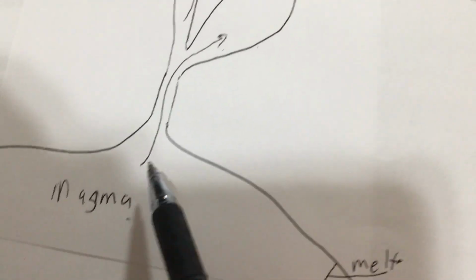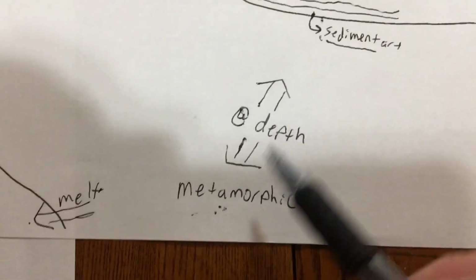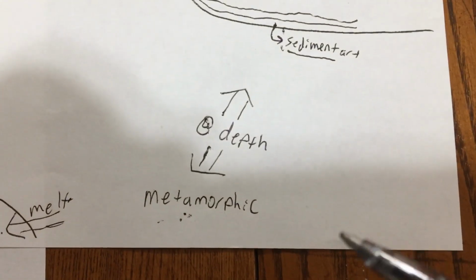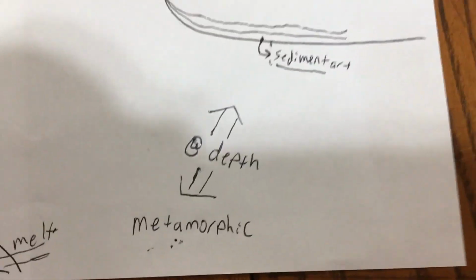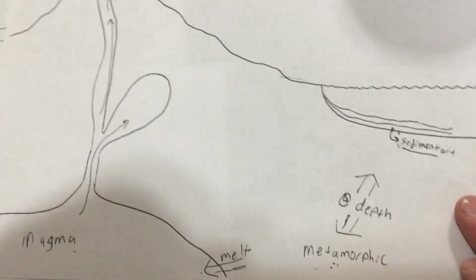Melt would get you back into magma, which can then maybe get you to igneous. So we have to have enough heat and pressure to actually physically change the rock, to squish it, to alter the minerals, but not so much that it melts. It's in a narrow little band. All right, so there's a way basic version of what that's going to look like.